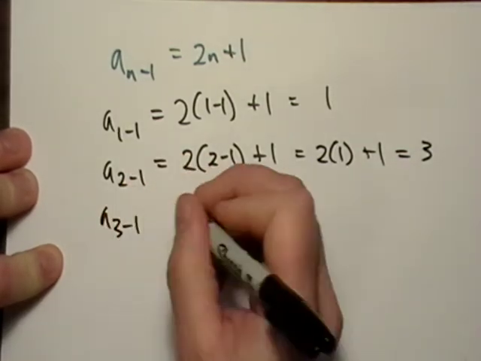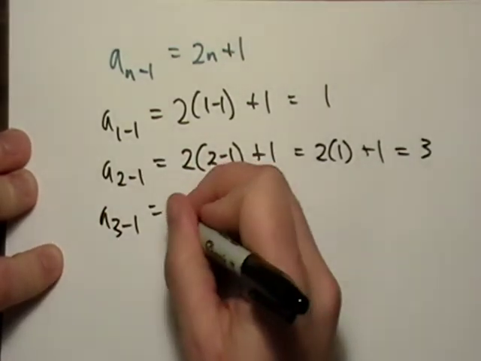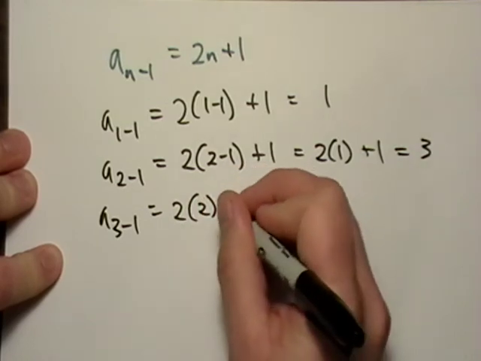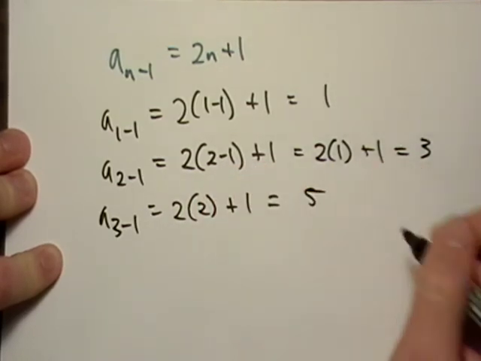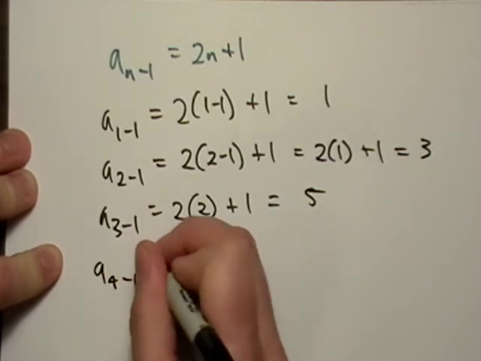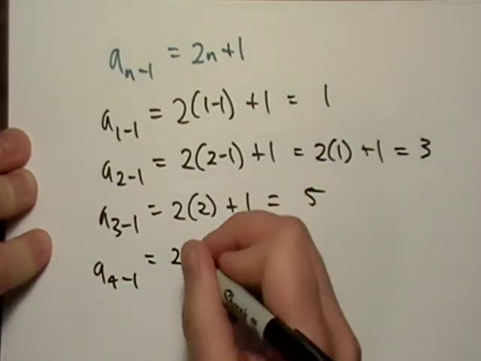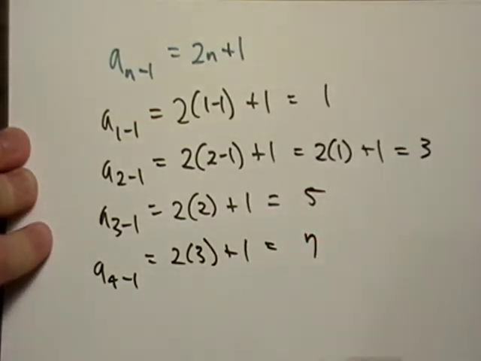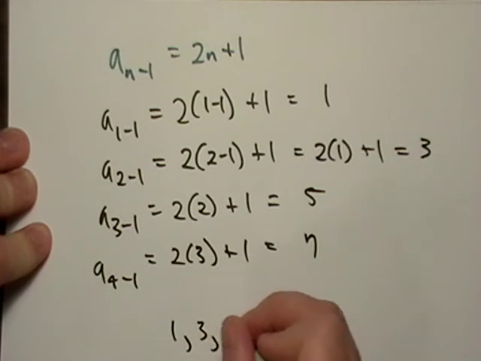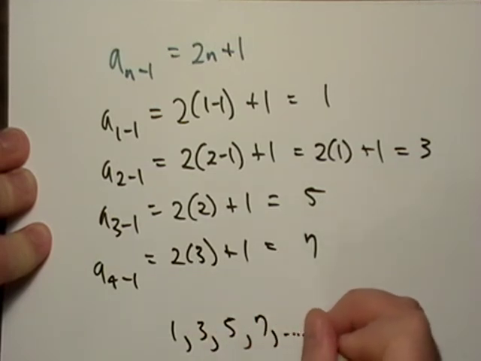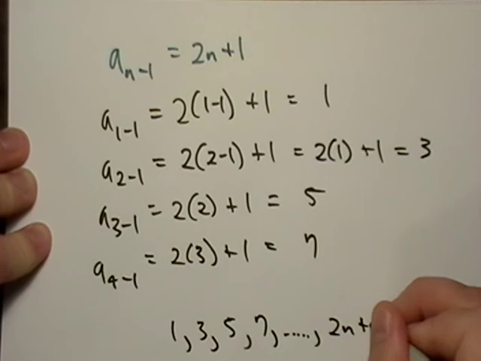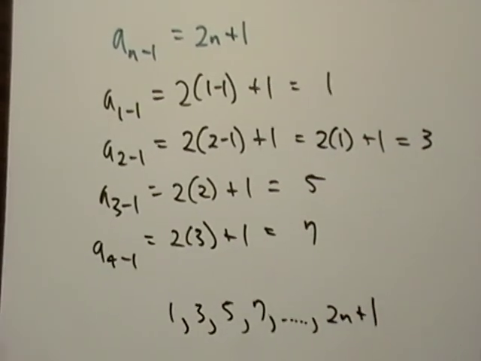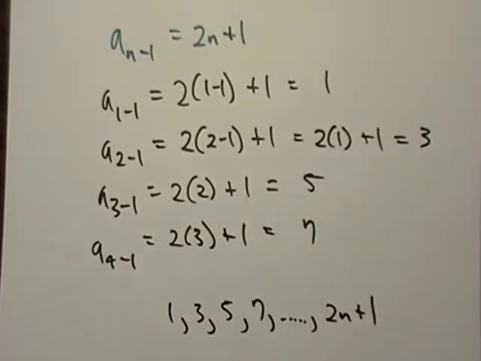A sub 3 minus 1. Now I'm just going to do it in my head. That's equal to 5. A sub 4 minus 1 basically implies I stick a 3 in there, and I get 7, and so on. So now I'm at 1, 3, 5, 7, and so on. You'll find that you might have to re-index some of your stuff later on when we get to series. So that is just kind of the basic idea.